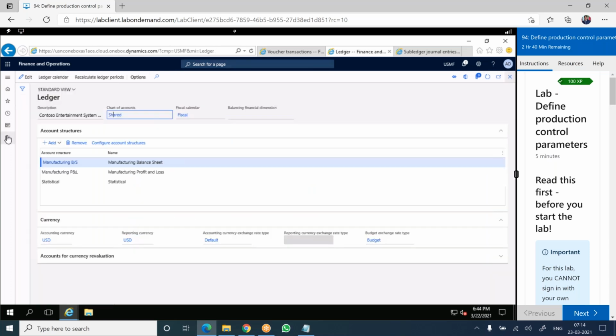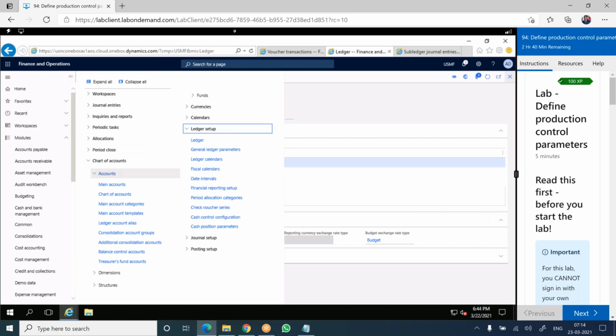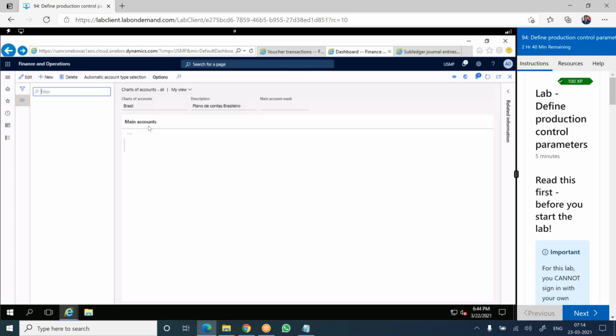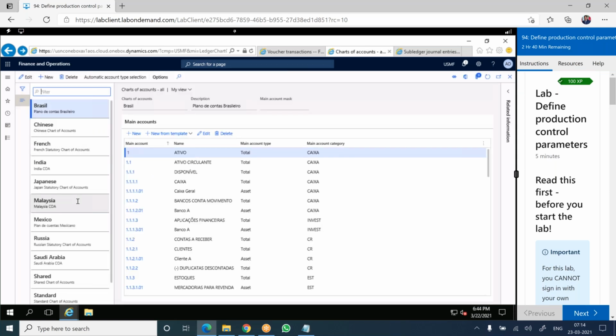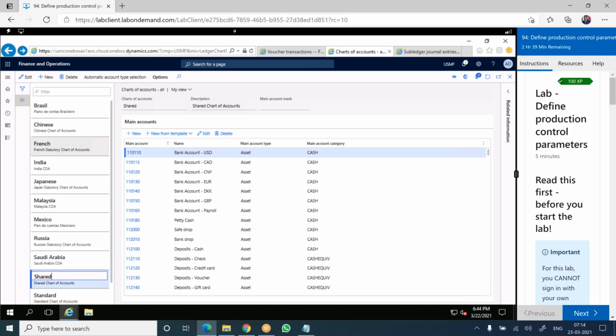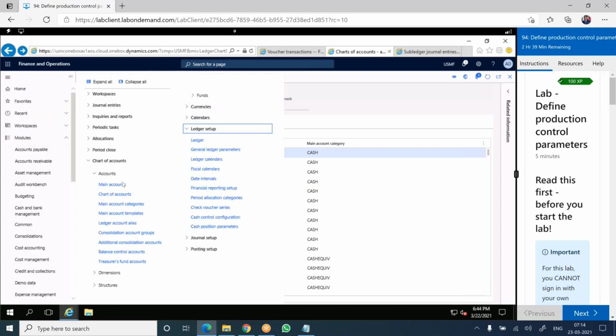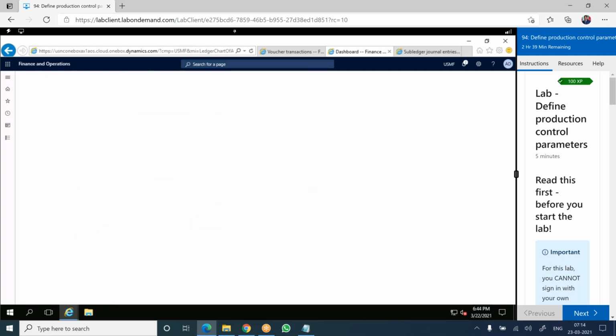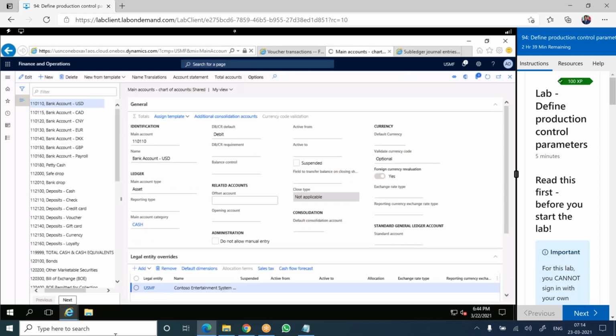Actually, in this there are many chart of accounts, but only one chart of accounts can be used. So that one chart of account is shared chart of accounts. So whatever it was mapped, you will see that one here in the main accounts. In main accounts, you will find this chart of accounts. Okay, you will understand slowly.